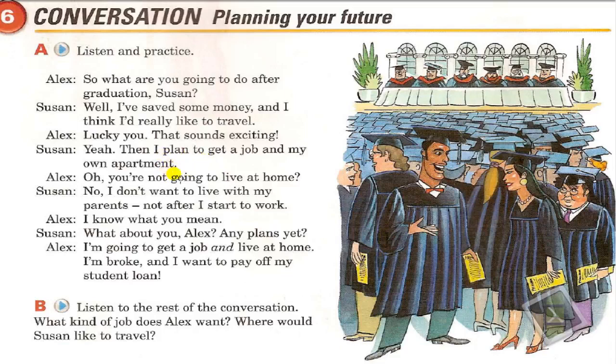What about Alex? What is Alex gonna do after graduation? Alex is gonna get a job and live at home. He's going to live with his mom and dad, his parents. Because he's broke, he doesn't have money. And he wants to pay off his student loan.